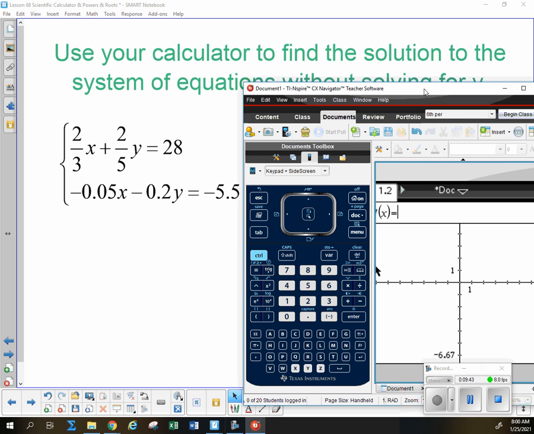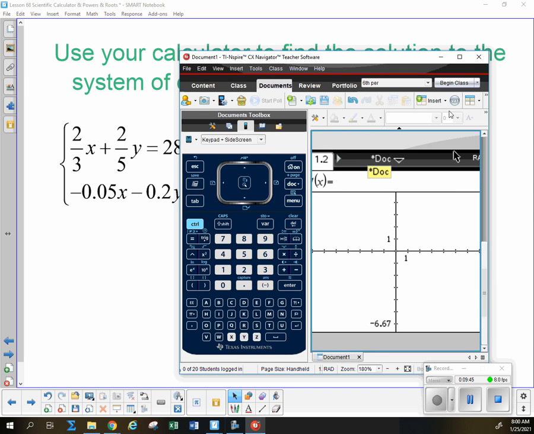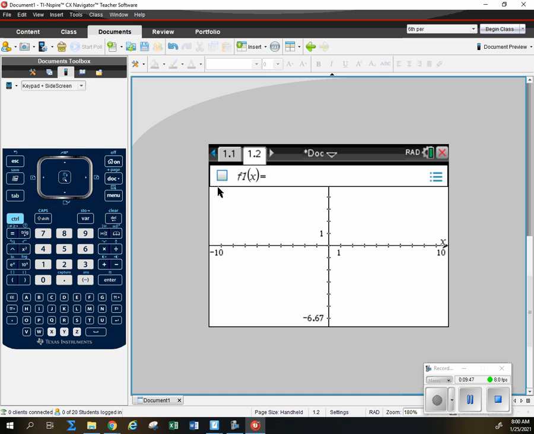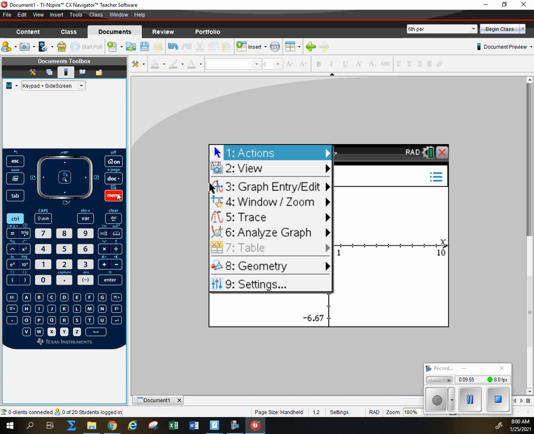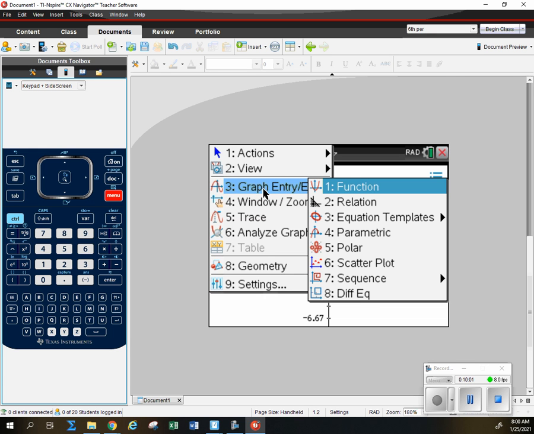Okay, now instead of this f of x equals, because that means you've got to enter it as y equals, I'm going to hit the menu button. It's always our best friend. I do want to enter something for it to graph, so I'm going to pick choice 3. Up to now, we've been doing functions. Today, we want to pick choice 2, relation.